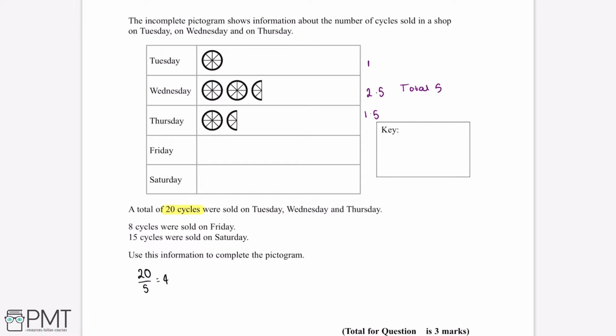And this can form part of our key. So we can write that each one of these circles is equal to 4 cycles. And we can now use this information to complete the rest of the pictogram. So if 8 cycles were sold on Friday, and each one of these circles on the pictogram is equal to 4 cycles, then this means we'll need to draw 2 circles to represent the 8 cycles.